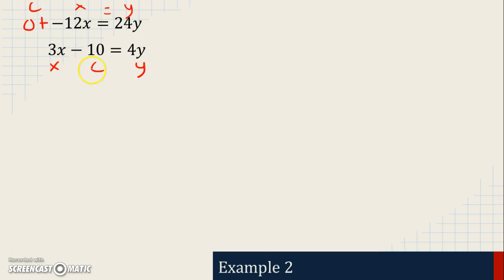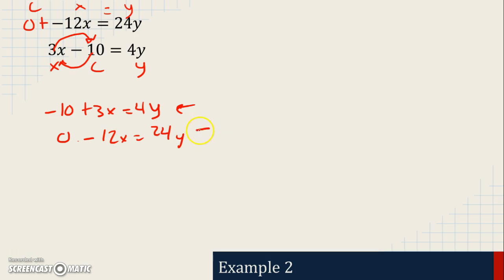Well, we've got constant term on the left side, x on the left side, and y on the right side. So, in fact, the only thing that we need to do is switch the position of our constant term and our x term so that they're lined up. So let's go ahead and do that right now. We're going to commute the x term and the constant term. And our new equation is negative 10 plus 3x equals 4y. So type in this new equation, and then let's bring down this top equation. So we have 0 minus, we don't want to write double signs, 12x equals 24y. And go ahead and type in this equation.